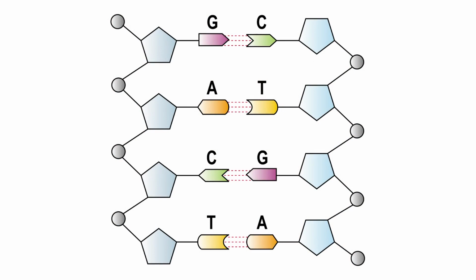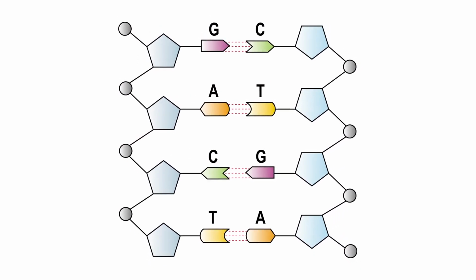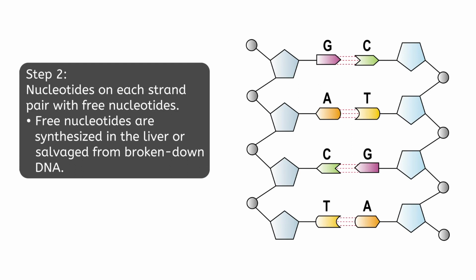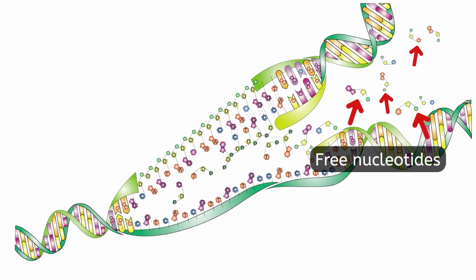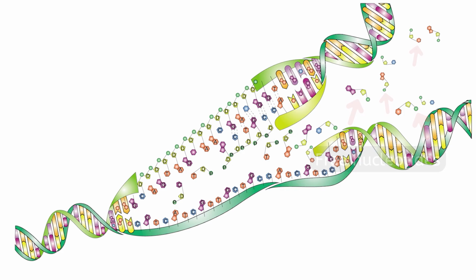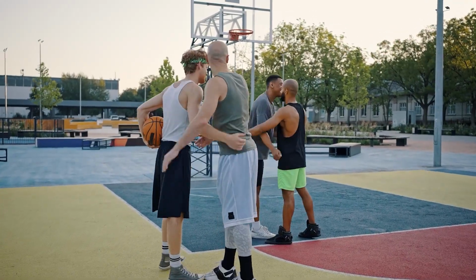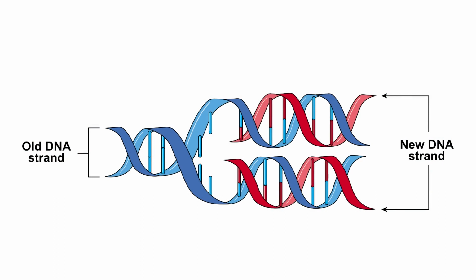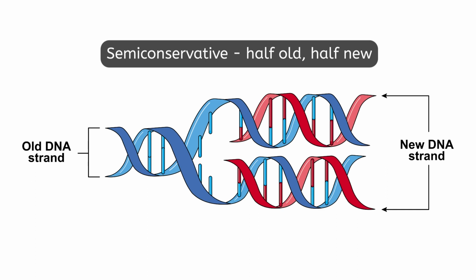Now that each nucleotide base is separated, it will need to find a new complementary base to pair with. Where do these extra nucleotides come from? Nucleotides for DNA replication are synthesized in your liver, and they can also be salvaged from DNA and RNA that is broken down. These free nucleotides join up with their complementary base on the now exposed single strand of DNA to make a new double strand. See? New friends already found. Because both strands of the original DNA molecule get new base pairs, we end up with two DNA molecules, where there used to only be one. Each strand is half original and half new, so this process is considered to be semi-conservative.